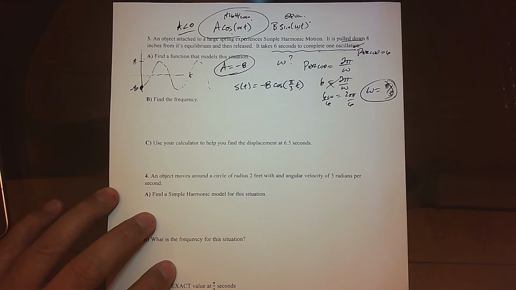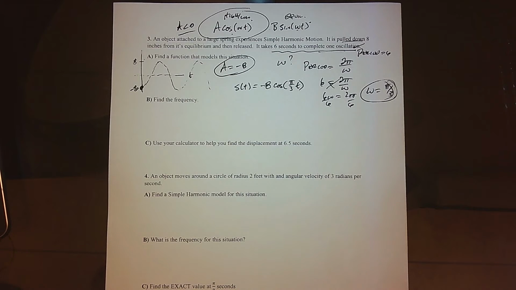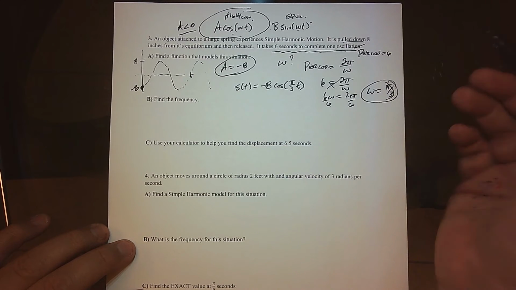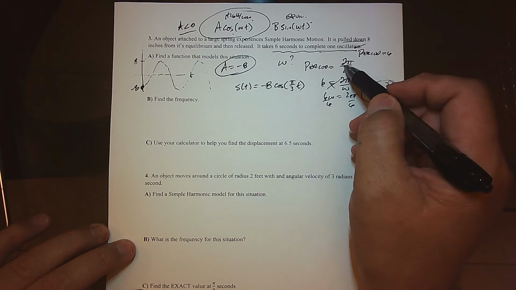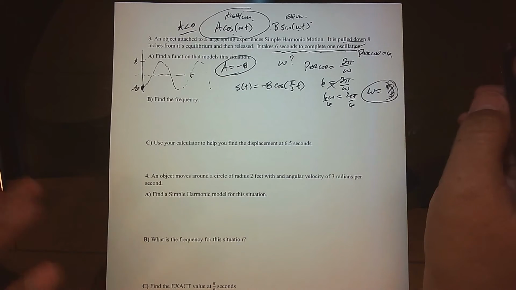And so there's the mathematical model for this spring mass system, using all the information that we have, and matching it up at t equals 0. Cosine is 1, so we're at -8. And then if we divide 2 pi by pi over 3, we'll end up getting 6. So everything matches up pretty nicely.